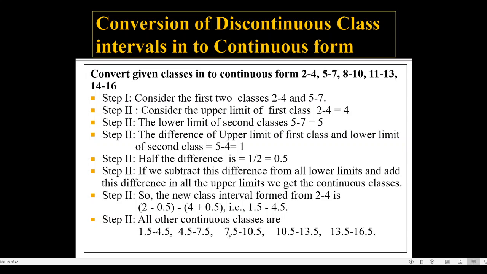Third class is 7.5 to 10.5. Next class is 10.5 to 13.5, and last class is 13.5 to 16.5. These are our continuous classes. So this is the procedure to convert discontinuous classes into continuous form.